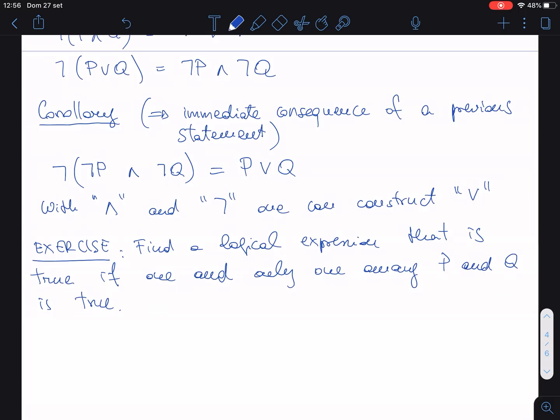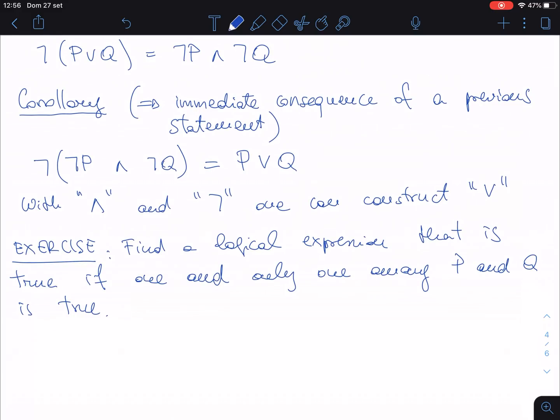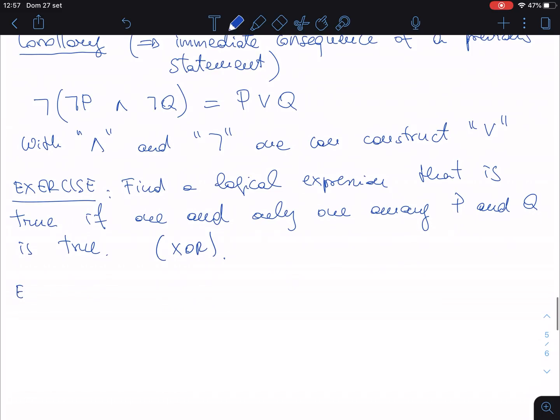So it is not the OR. The OR is true if at least one of the two statements P and Q is true. This is another logical connective which is called XOR. Okay, and what else? So another exercise can be the following.